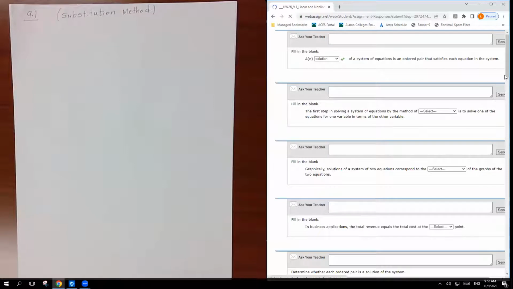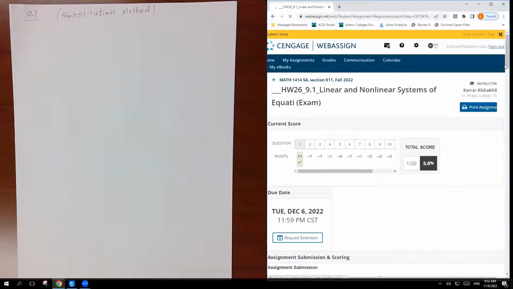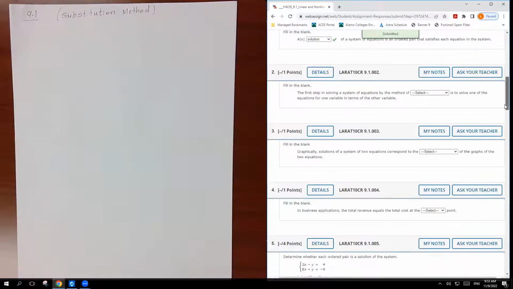If you go to the second one, the first step to solve a system of equations by the method. We're going to learn two methods: in section 9.1, the substitution method, and section 9.2 is going to be the elimination method. So you're going to choose the substitution method here. That's it for this one.